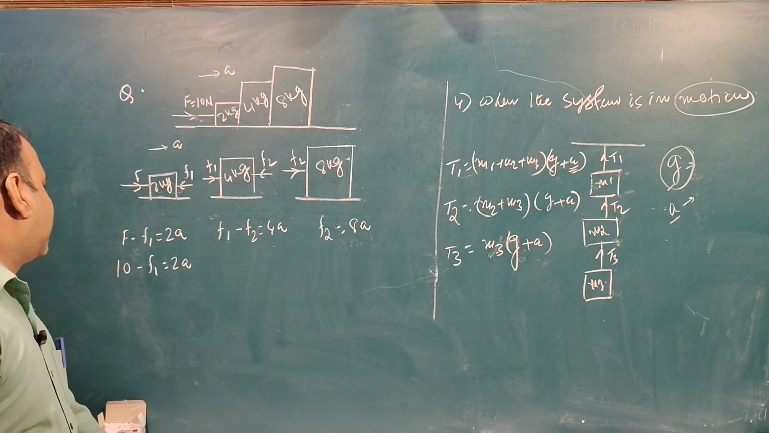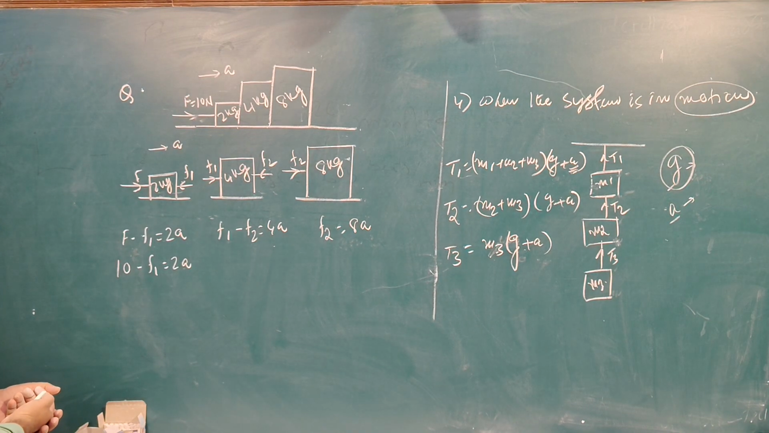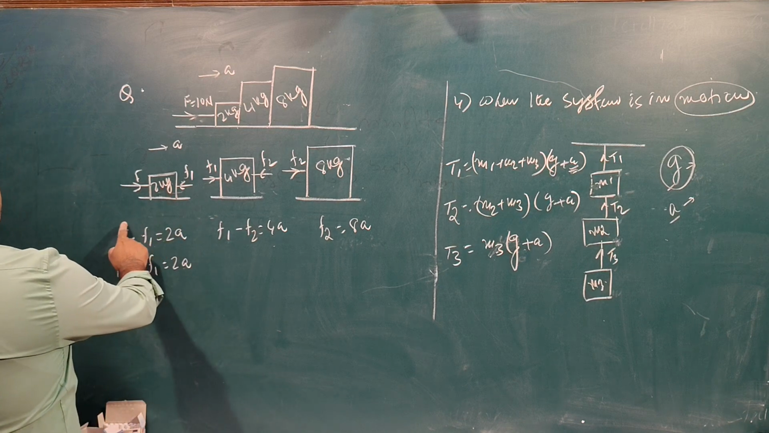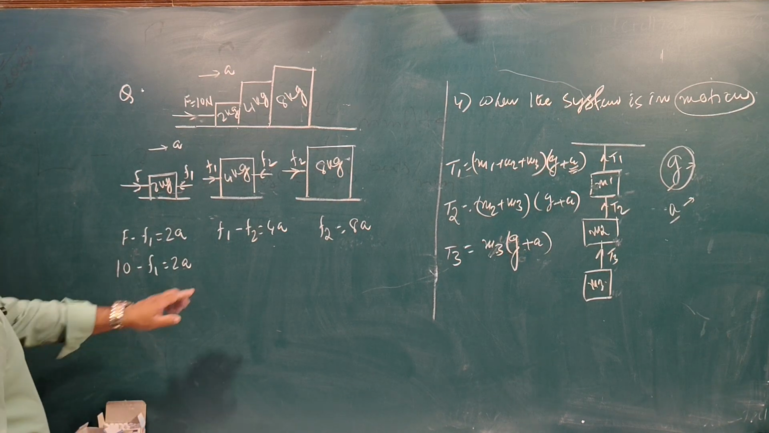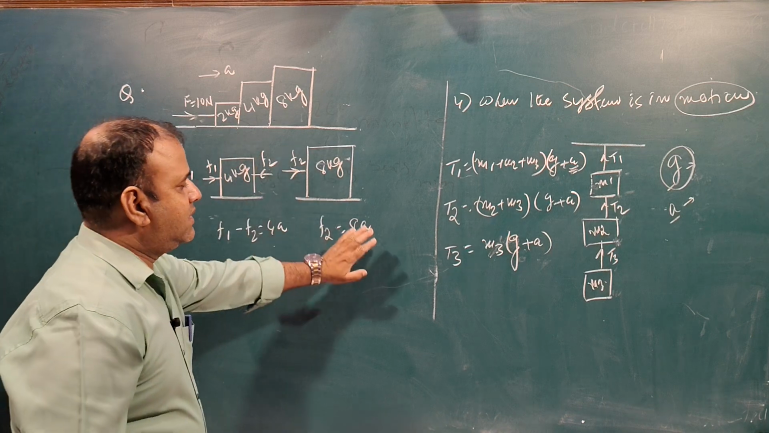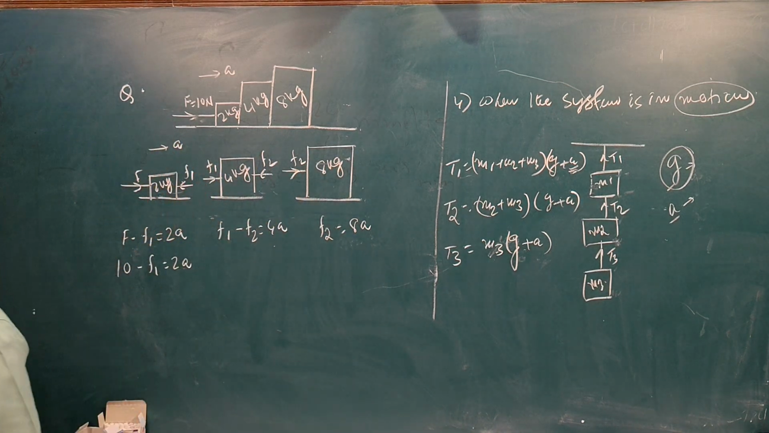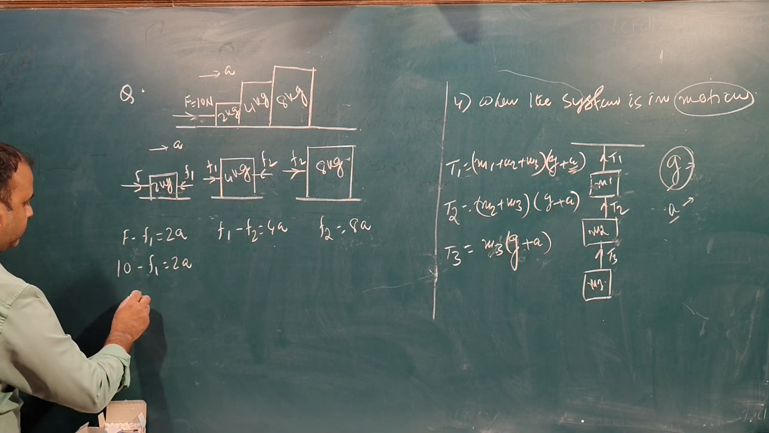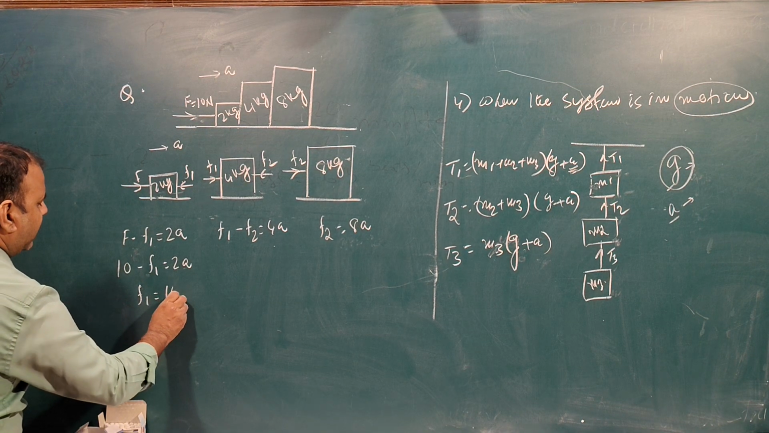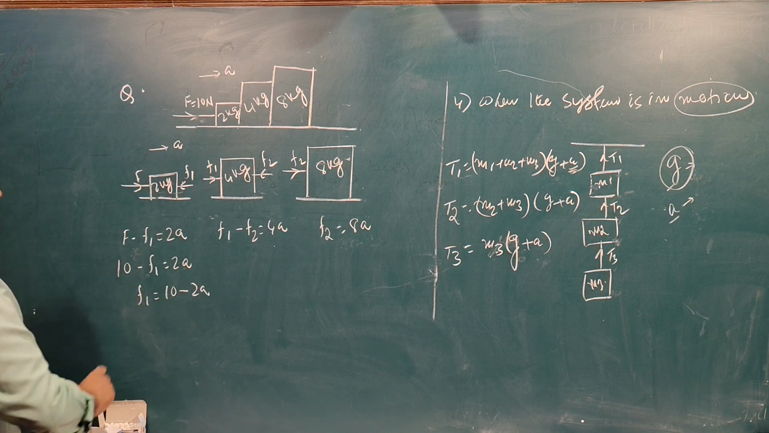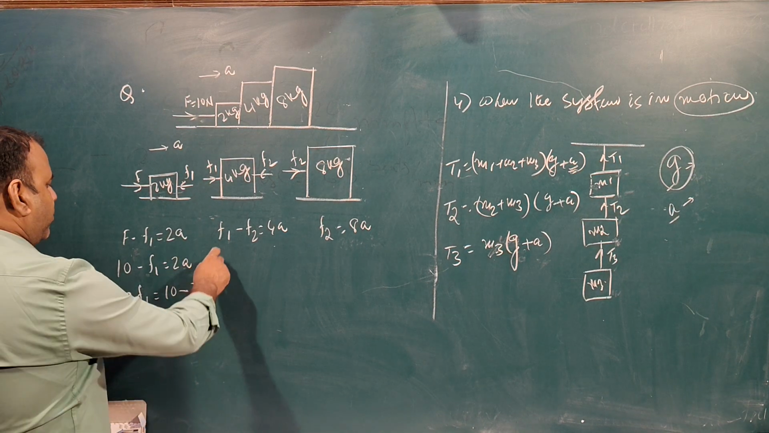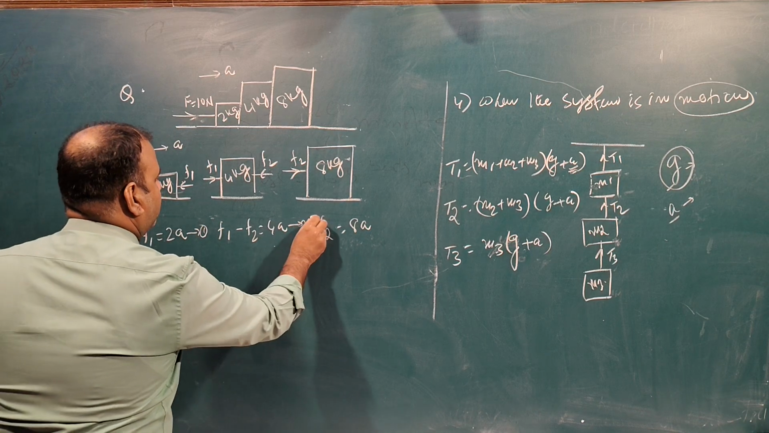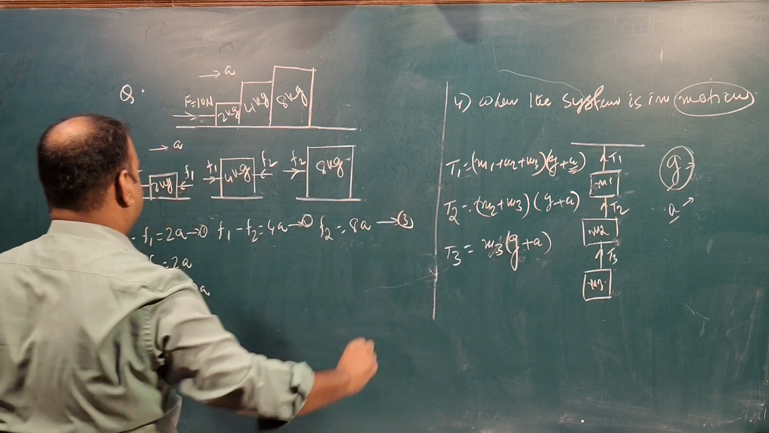Here we have to calculate the values of F1 and F2. From the given diagram, how can we calculate F1 and F2? Already you know three equations are given. This is the equation for the first diagram, this is the equation for the second diagram, and this is the equation for the third diagram. Now from the first, F1 is equal to 10 minus 2a. Now we put this into equation number 2.